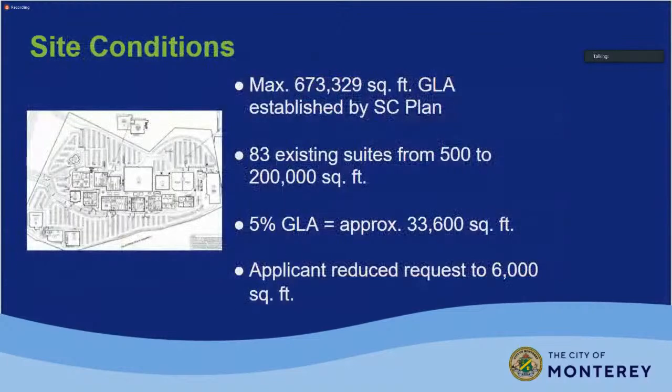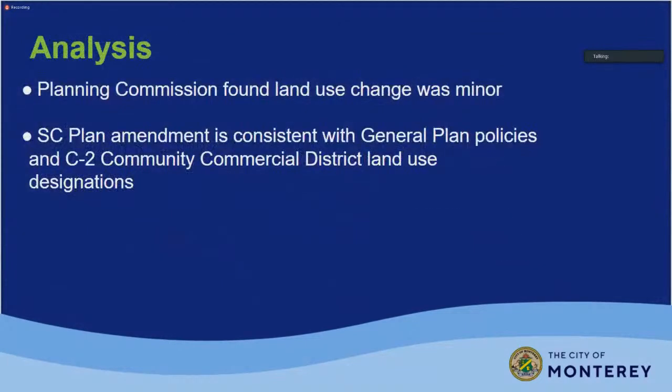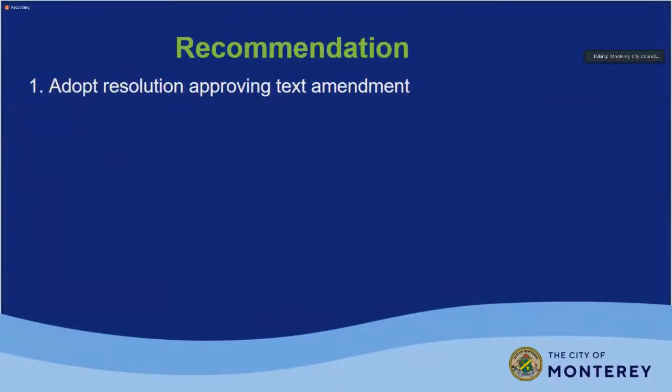Thank you. So, analysis. The Planning Commission, in reviewing this project at two different hearings, found this was generally a minor change in land use and supported the amendment. Staff found that the amendment is consistent with our general plan policies and the C2 zoning district designation. So staff's recommendation today is to approve. If you have any questions, I'm available. Are there any questions on the council?